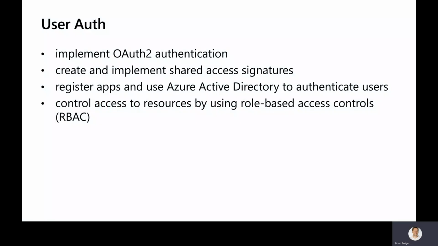So let's start out with user auth. You really need to understand how to implement OAuth 2 authentication, as I'd mentioned, and create and implement shared access signatures, and what a shared access signature provides and some of the key capabilities that you can configure on a shared access signature. Understand that you need to register apps with Azure Active Directory to be able to authenticate users. Go through the registration process, quite simple if you log into Azure Active Directory and register apps. Understand RBAC, so controlling access to resources by using role-based access controls. RBAC's been on this exam for quite a while, so hopefully you're familiar with RBAC and role-based access controls.